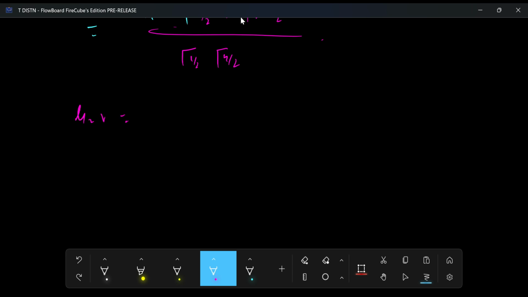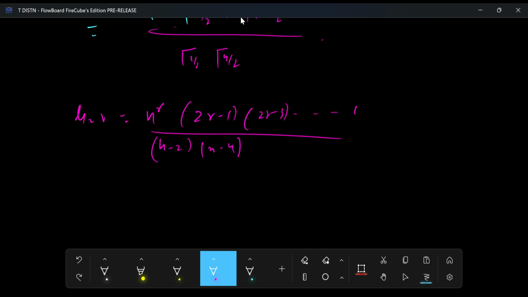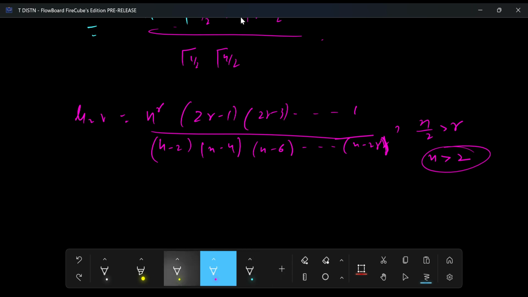If I rearrange this, this is nothing but n^r times (2r minus 1)(2r minus 3) up to 1, divided by (n minus 2)(n minus 4)(n minus 6) up to (n minus 2r), where n by 2 should be greater than r and n should be greater than 2. If n is equal to 2, this becomes not defined. Clear?